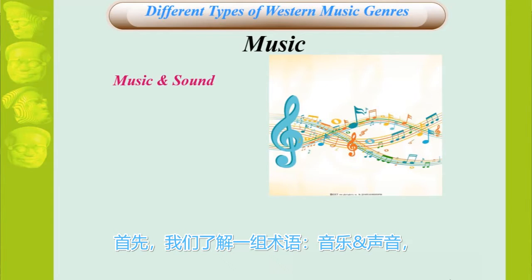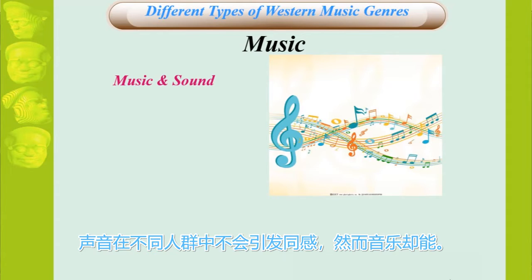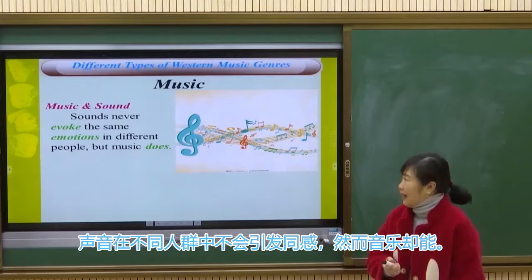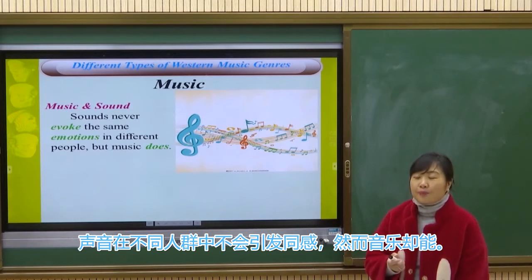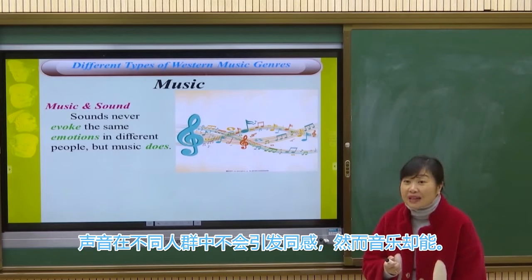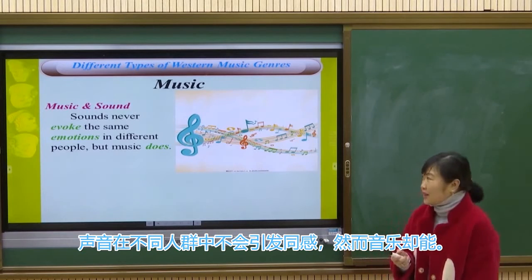First, we need to compare a pair of words. Okay, music and sound. What is the difference between music and sound? Maybe the biggest difference between these two is that sounds cannot evoke the same emotions in different people, but music does. That is to say, sound cannot make people have the same feelings, while music will let people have the same feelings. Because music is a very good way for people to express their feelings and emotions.